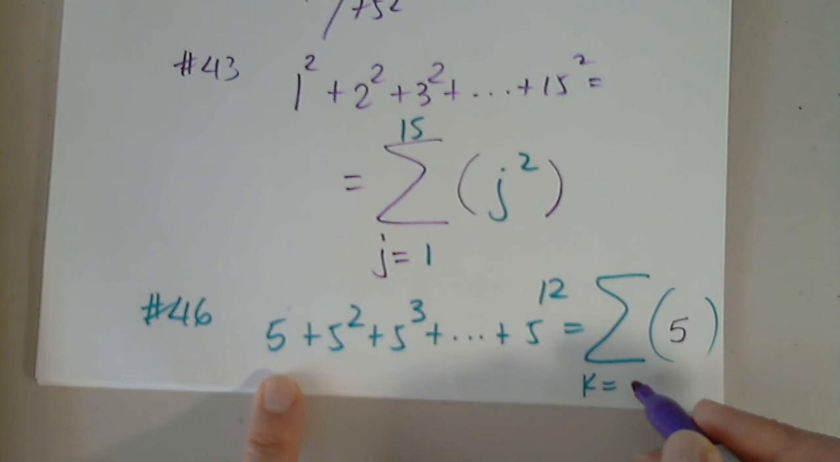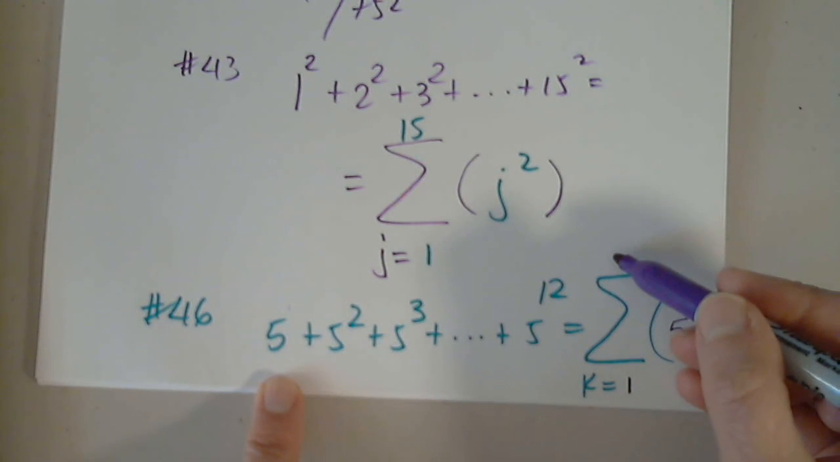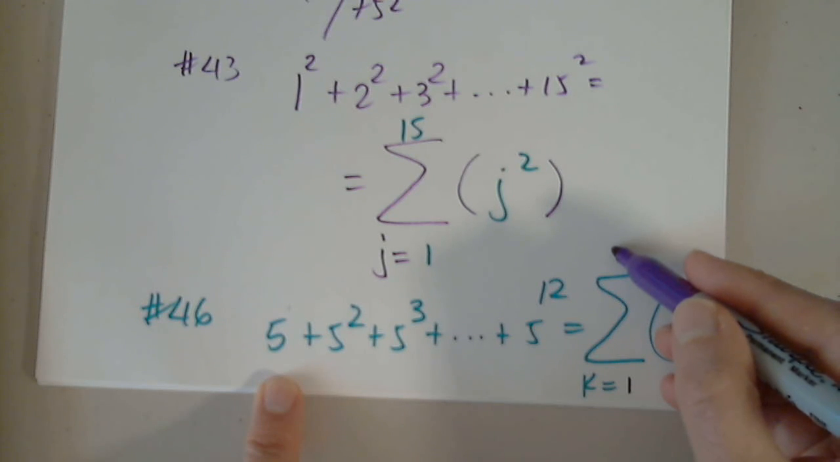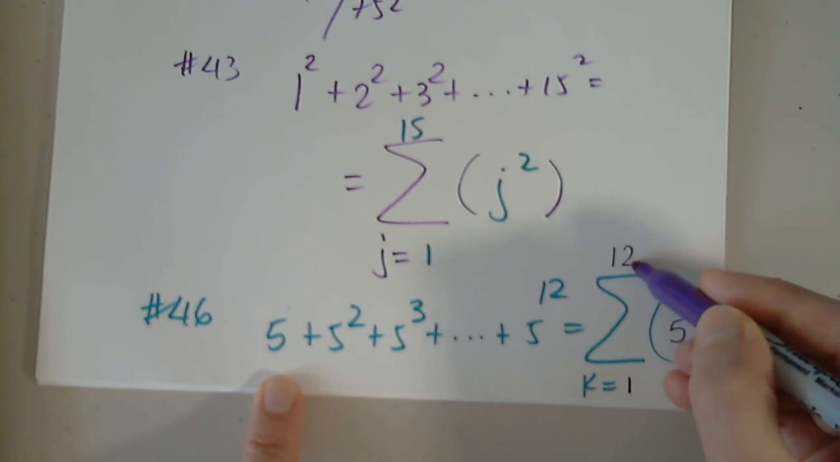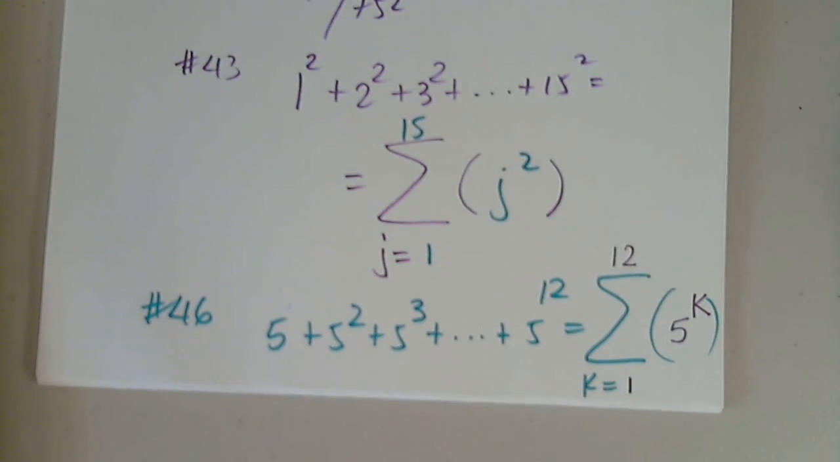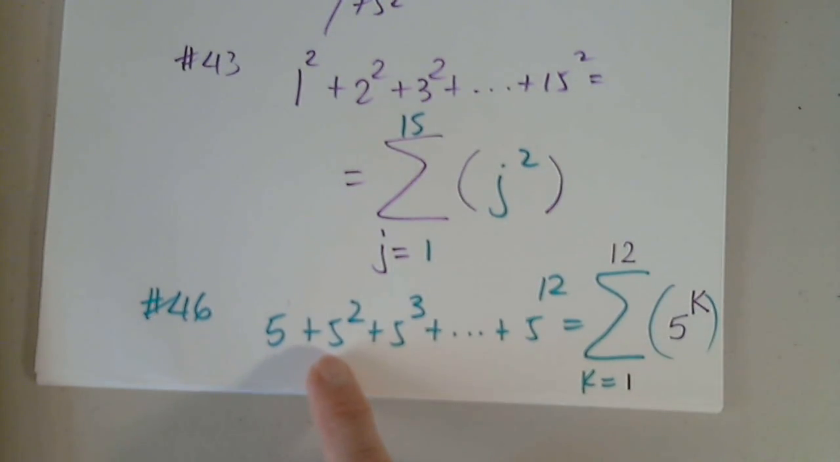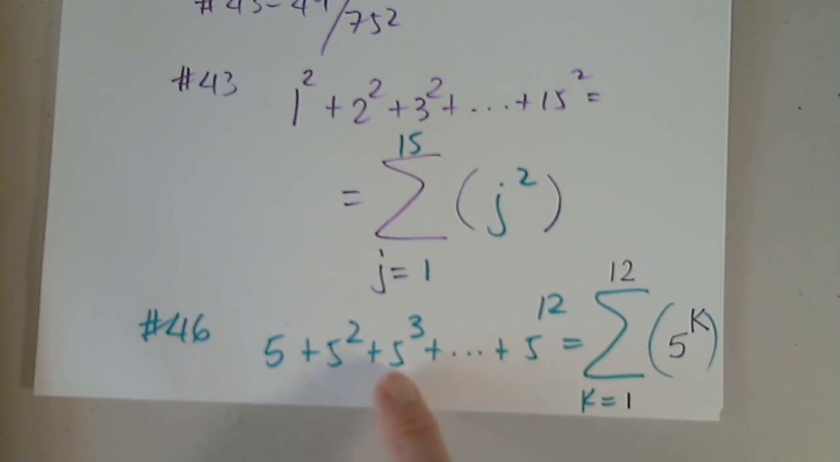So k equals 1 till the last one, 12, from 5 raised to k. Let's see if it works. When k equals 1, yeah, plus. When k equals 2, yep. When k equals 3, yes, dot, dot, dot. When k equals 12, 5 to the 12th.